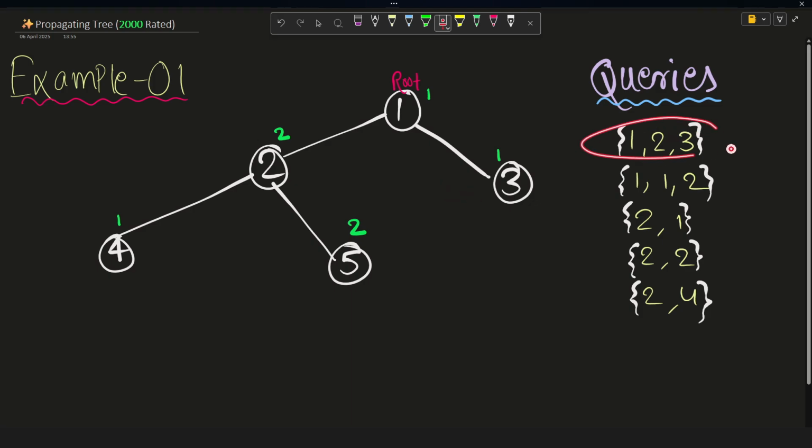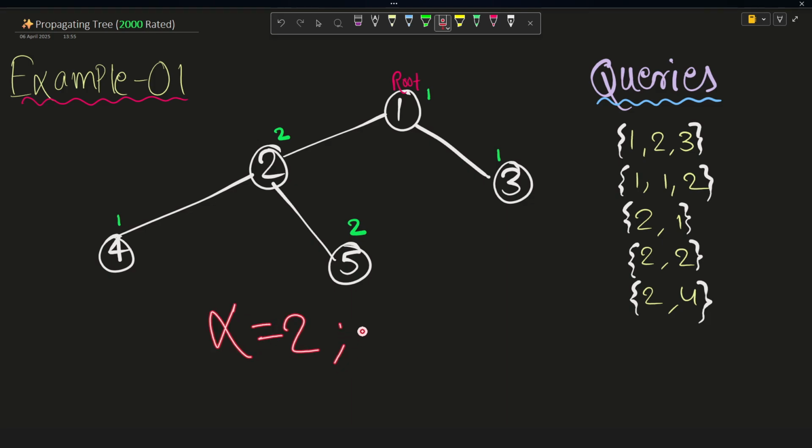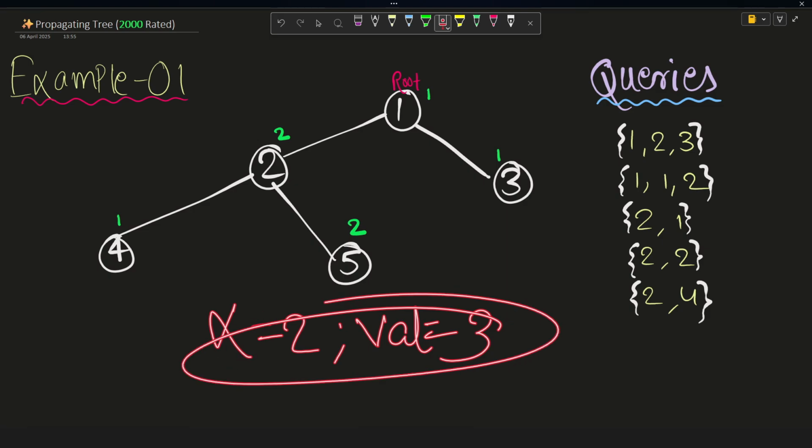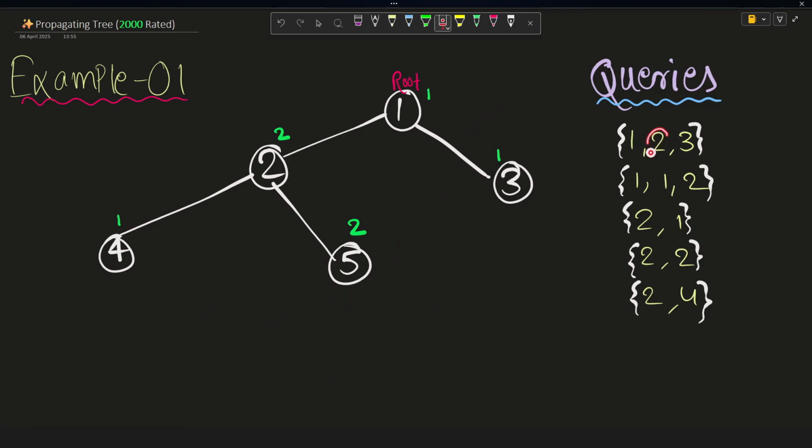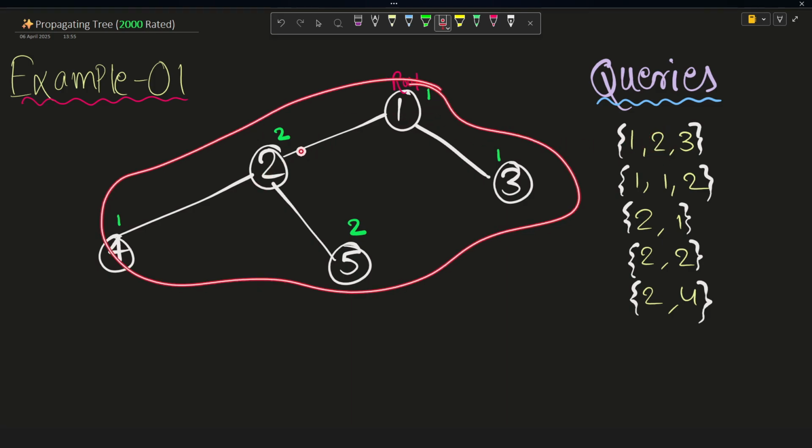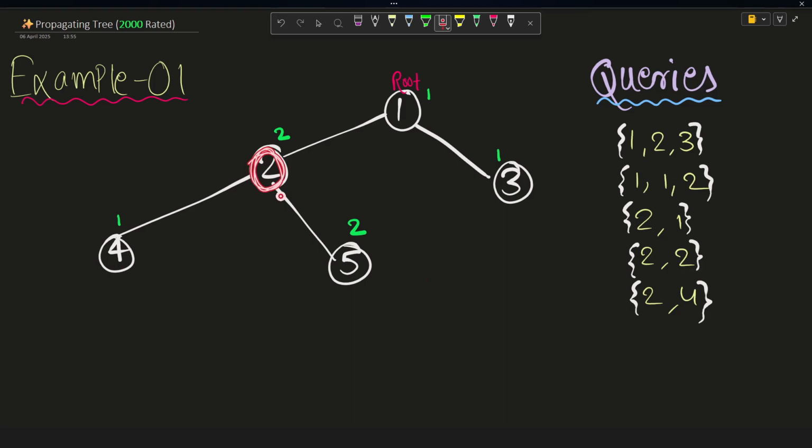In the very first query, it is of type 1. What do we have to do in the first query? Since it is of type 1, the value of x is 2 and the value of val is 3, right? What does it mean? It means that we have to go to the second node of the tree. Where is the second node located? It is located at this part, right? So this is my second node, and in this node we have to add a value of plus 3.